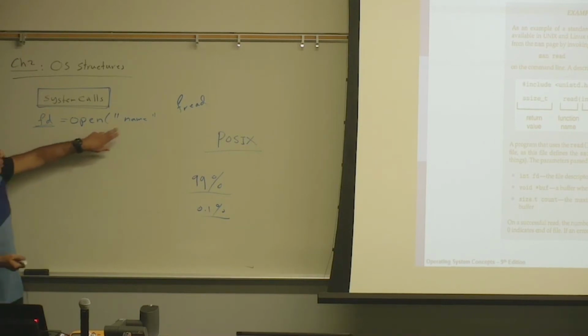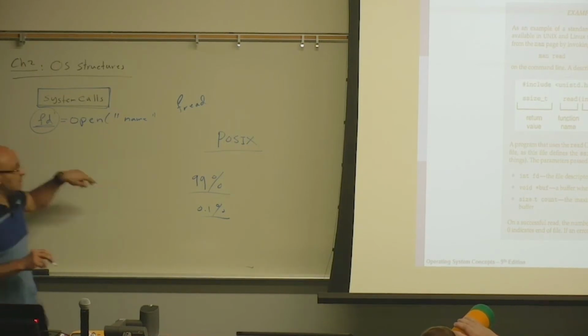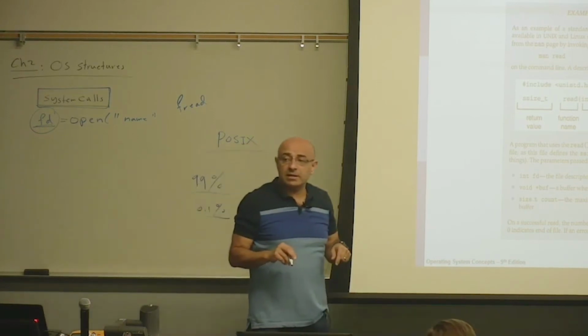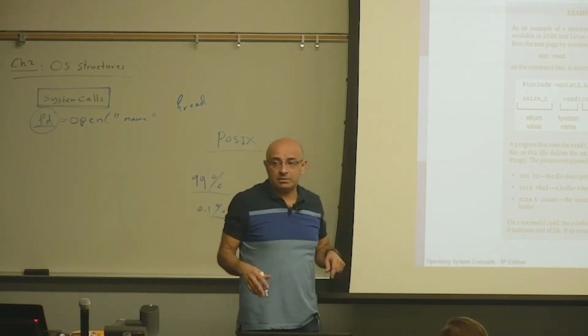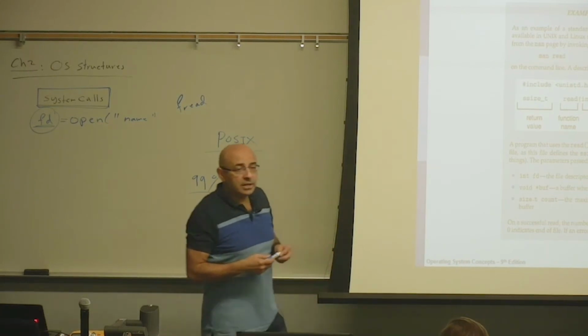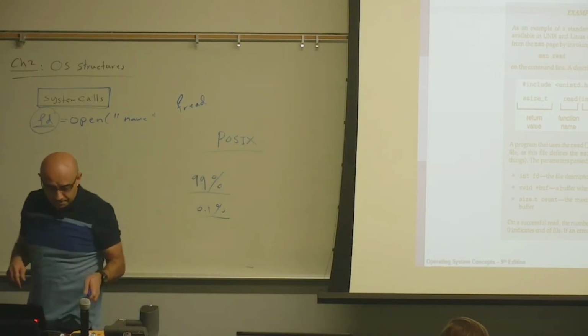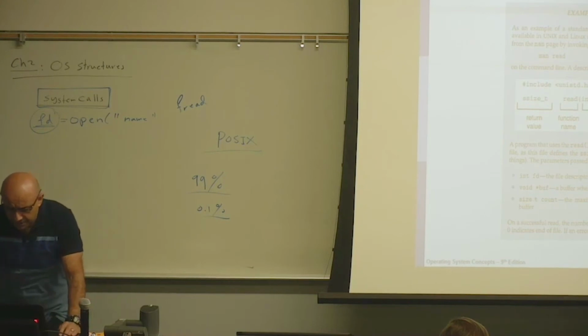So you tell it, I want to open this file, then it returns to you an integer, a number, an ID for that file, so that you can use it in subsequent references to the same file, and subsequent references are the reads and the writes. Then when you are done with it, you close it. Okay? So this is just an example.